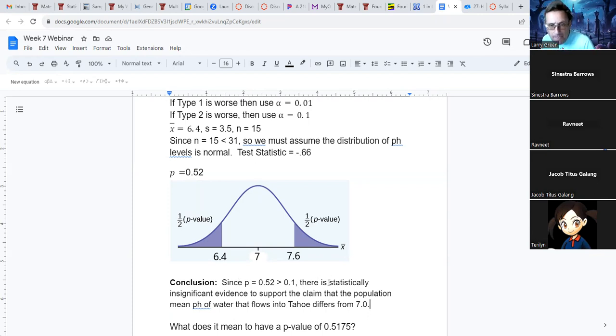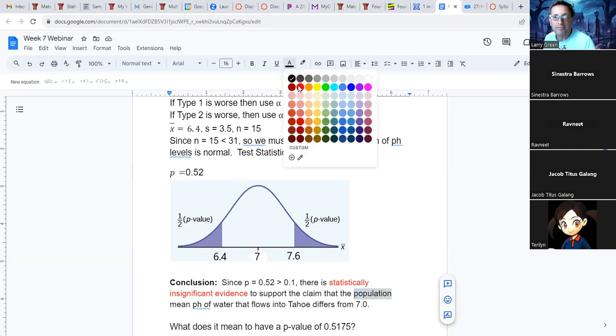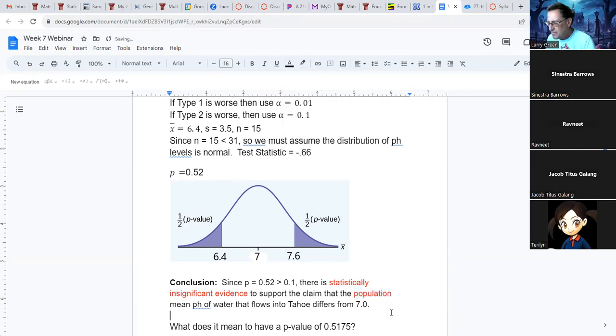Let me do this. Statistically insignificant evidence. I'm going to highlight in red because those are important words you've got to have. And the word population, you've got to have that one too. And don't use proportion if you mean mean, and vice versa.